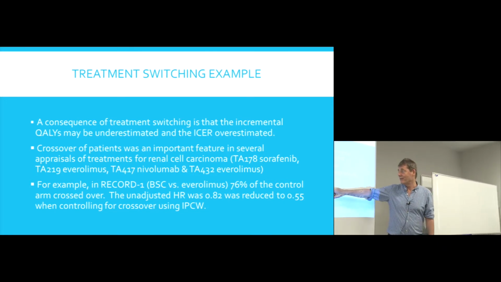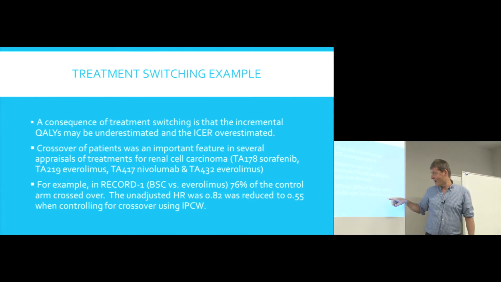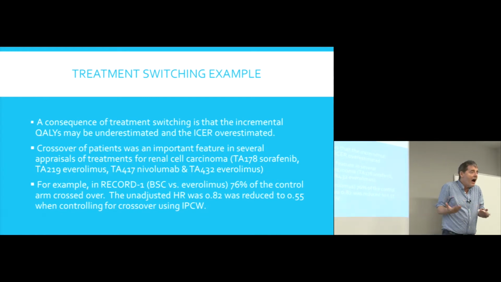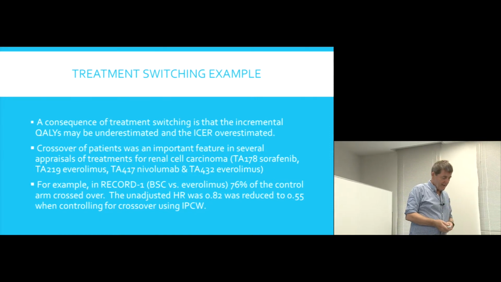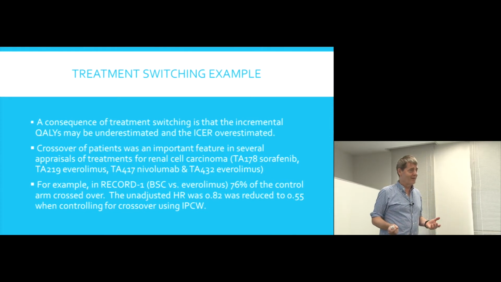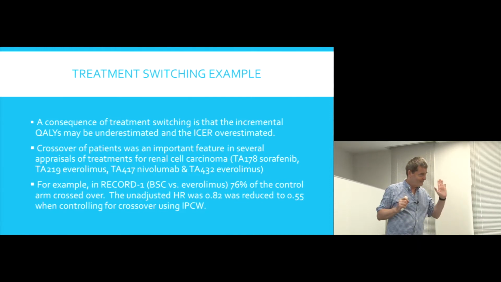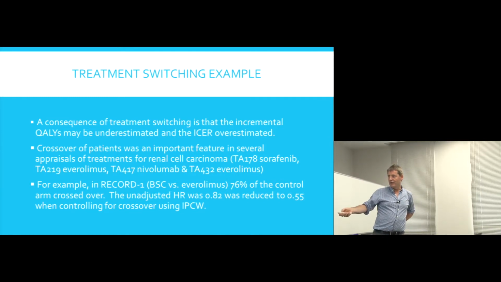Now, if this hadn't been such a big rate of crossing over, if it wasn't such a marked difference in the hazard ratio, you might feel differently. But in this case, it would seem to be really penalising everolimus if you don't allow for treatment switching. Fact of the matter is, everolimus is not a brilliant treatment for renal cell carcinoma. There are several treatments that are better, but put that to one side. I think with the intention to treat estimate, the 0.82, we're not getting a true picture.